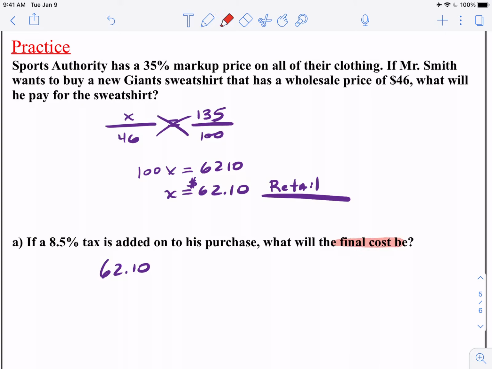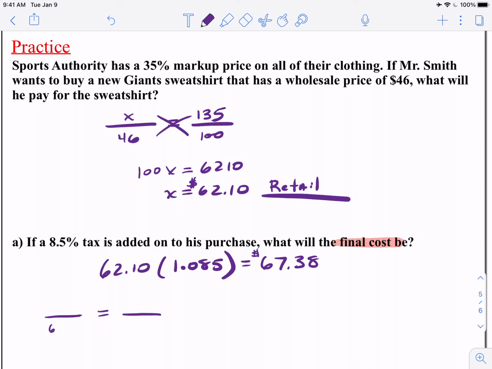So one way, let's practice multiplying. What can I multiply 62.10 by to add on an 8.5% tax? I can multiply it by 1.085. So 62.10 times 1.085 is going to be $67.38 when you round to the nearest cent.